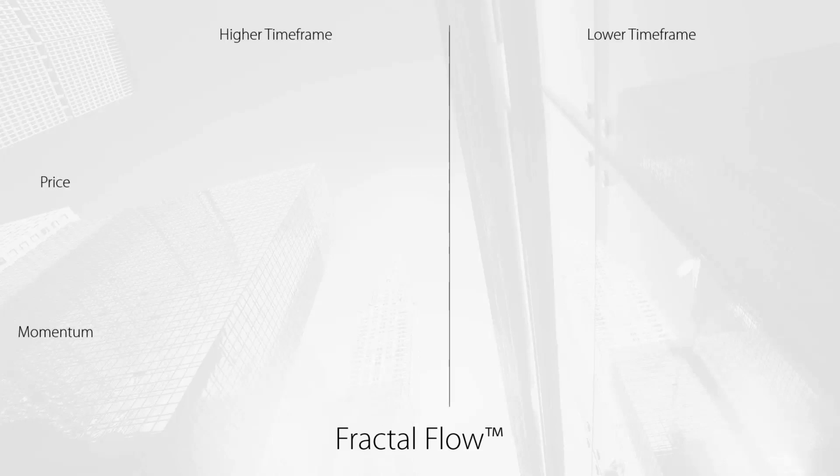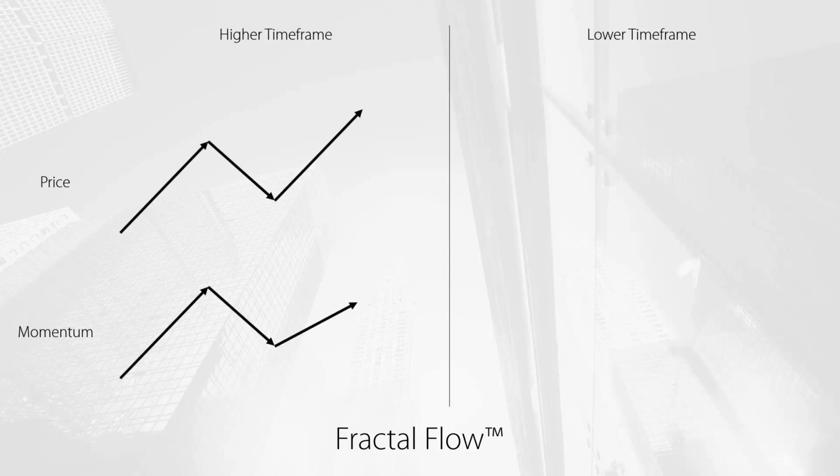Divergent price territory is when raw price action and momentum are out of sync. For example, when price makes a higher high, and the relative strength index fails to make a higher high, we enter in price divergent territory in an upward movement. The opposite is true for a downward movement, of course.